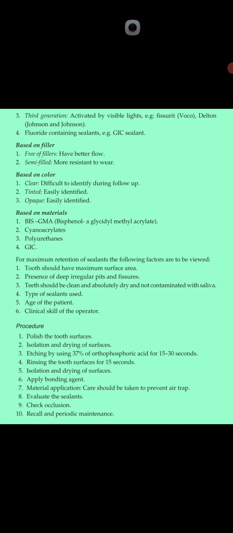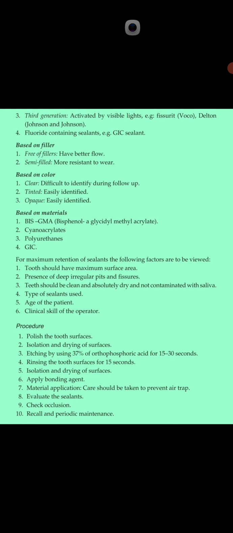Now second, based on color, there are 3 types: clear, tinted and opaque. Clear is difficult to identify during follow-up because there is no difference between the tooth and the pits and fissure sealant. Second is the tinted, they are colored and easily identified, and third is the opaque, they are also easily identified.